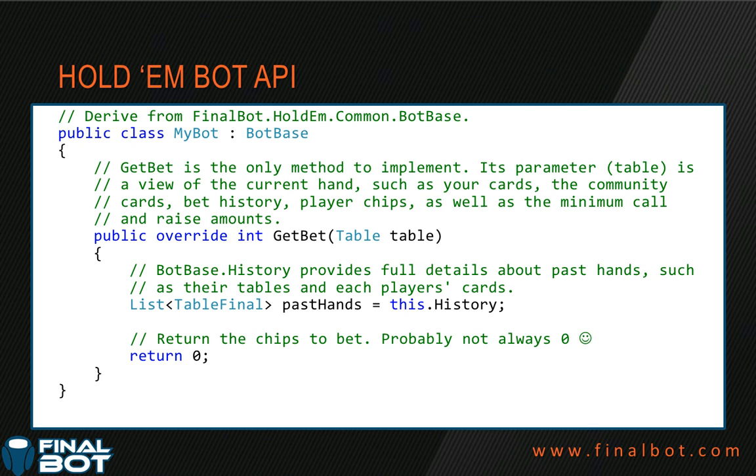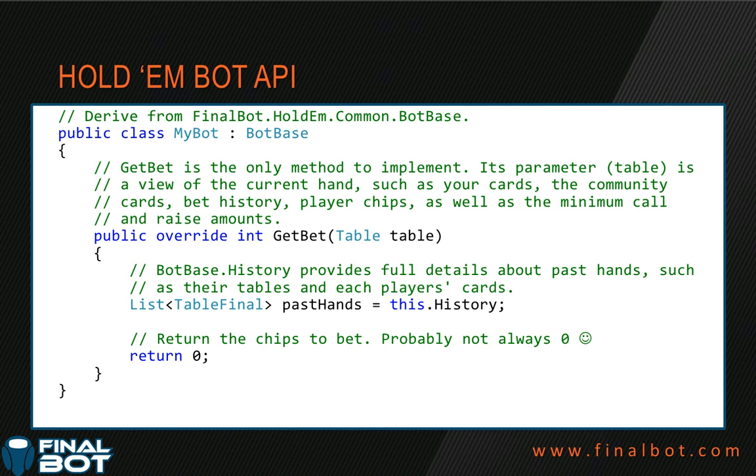Now, the Hold'em bot API is very straightforward. We're going to use the C# language here, but the concepts really do apply to any programming language you're going to work with. First, you'll want to reference that finalbot.hold'em.com assembly. And then once you do that, you just need to derive a class from botBase.